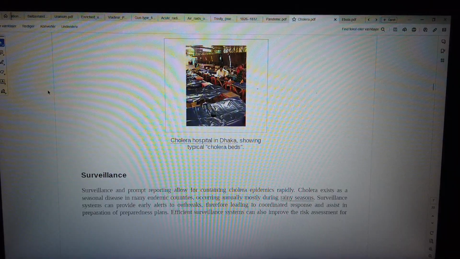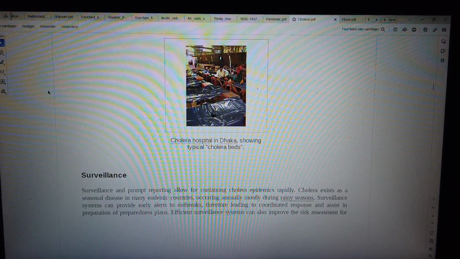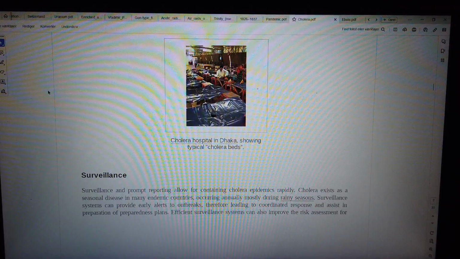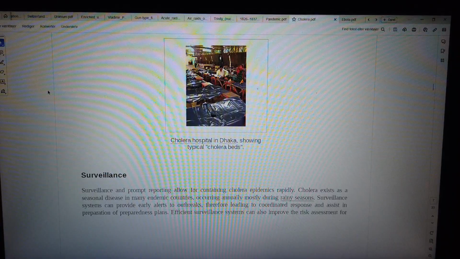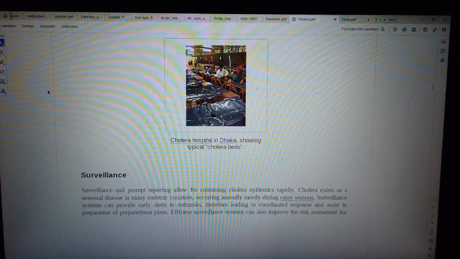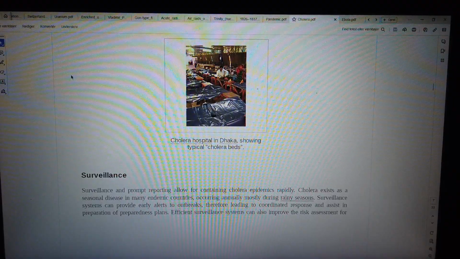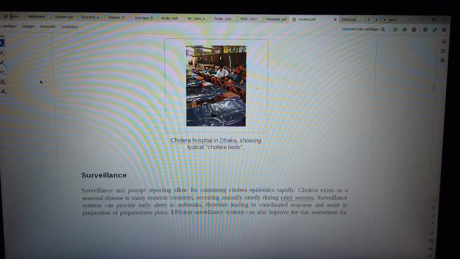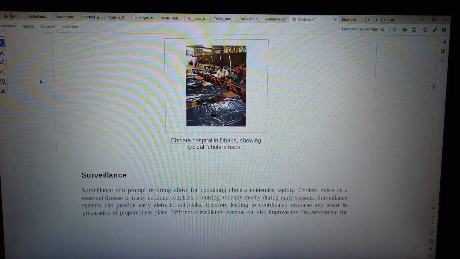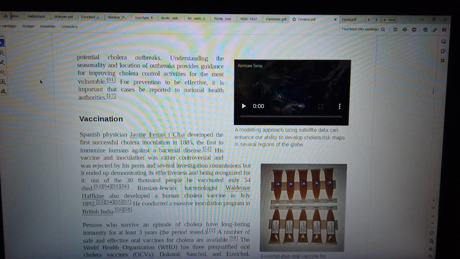Surveillance. Surveillance and prompt reporting allow for containing cholera epidemics rapidly. Cholera exists as a seasonal disease in many endemic countries, occurring annually mostly during rainy seasons. Surveillance systems can provide early alerts to outbreaks, therefore leading to coordinated response and assist in preparation of preparedness plans. Efficient surveillance systems can also improve the risk assessment. A modeling approach using satellite data can enhance our ability to develop cholera risk maps in several regions of the globe.